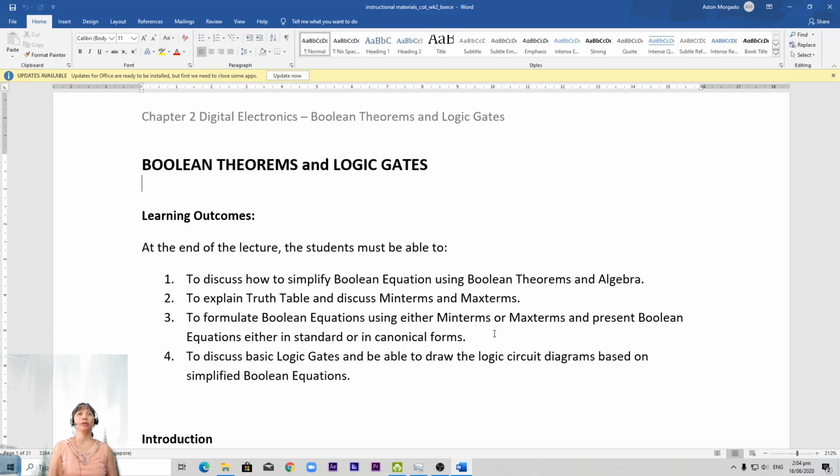Hello guys, welcome to chapter 2. We are now in chapter 2 of digital electronics. So in this chapter, we're going to learn the Boolean theorems and logic gates.